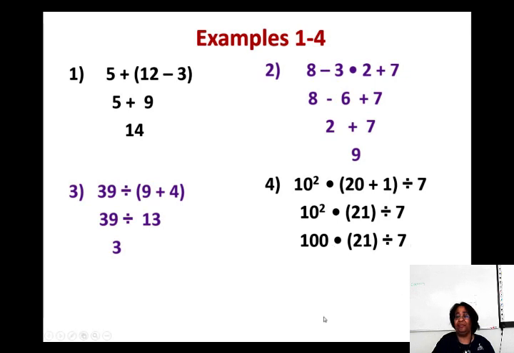Then what do I do? Left, right. What do I do next? Multiplication: 100 times 21. I take 100 times 21, I get 2100 divided by 7. And then what's 2100 divided by 7? No, 300. You forgot a 0. Yeah, 7 goes into 2100 300 times.